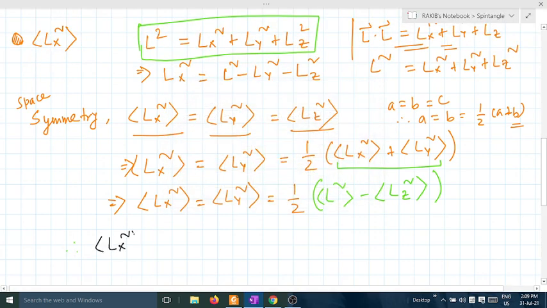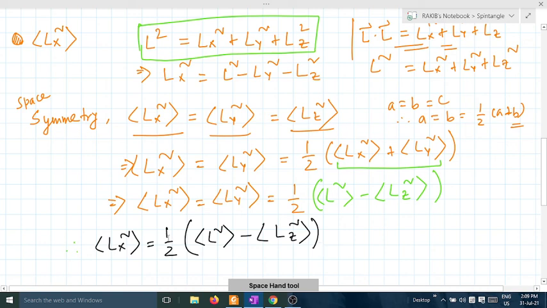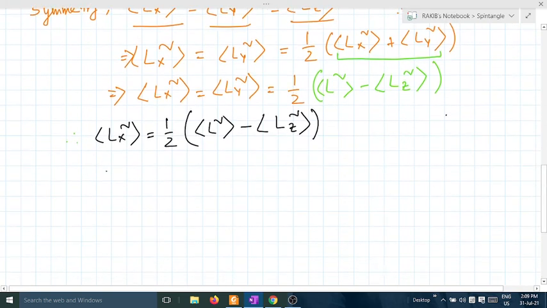the expectation value of Lx square operator becomes half into the expectation value of L square operator minus the expectation value of Lz square operator. Is it okay? Please comment in the comment box if you have any problem or doubt. I will surely clear it.